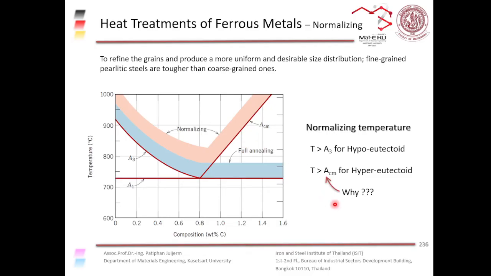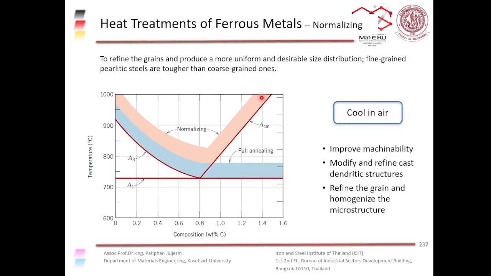Right? Okay, so the temperature above A3 for hypoeutectoid and the temperature above ACM for hypereutectoid, to change it into austenite. Then this process, this heating until everything changes to austenite, is called austenitizing. Right? So you want to make it into austenite, so you austenitize it. You don't really need to remember the name austenitizing, but basically it's just to change it into austenite.